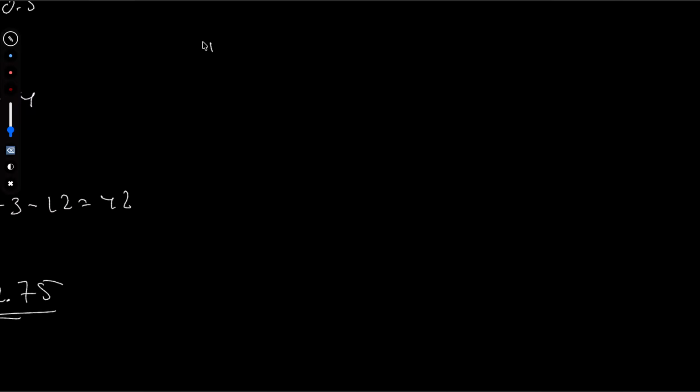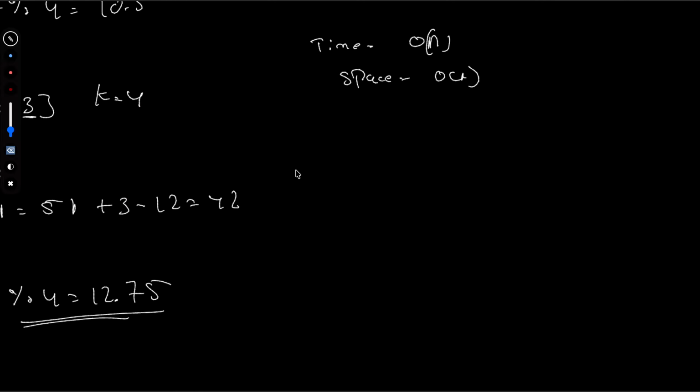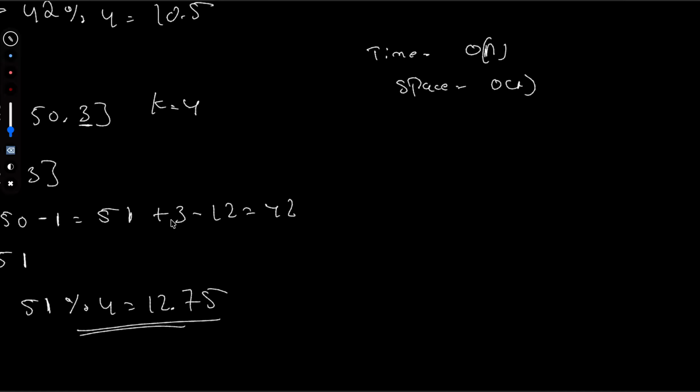So the time complexity of this is big O of n, and the space complexity is big O of 1. We calculate the sum of the first k elements, slide the window while updating the sum, track the maximum sum, and finally divide it by k to get the maximum average. That's all.